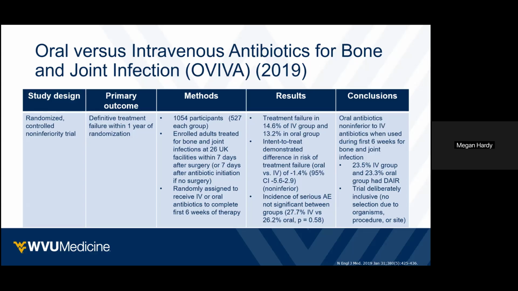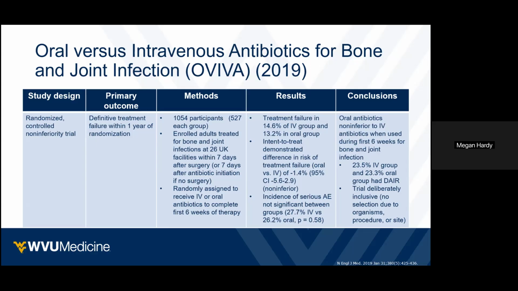Results demonstrated treatment failure of 14.6% in the IV group and 13.2% in the oral group. The intent-to-treat population demonstrated a difference in risk of treatment failure of negative 1.4%, which was shown to be non-inferior. The incidence of serious adverse events was not significant between the groups as well. The study concluded, as we know, that oral antibiotics are non-inferior to IV antimicrobials when utilized during the first 6 weeks for bone and joint infections. 23.5% of the IV group and 23.3% of the oral group had DAIR procedures, which we will also talk about later.